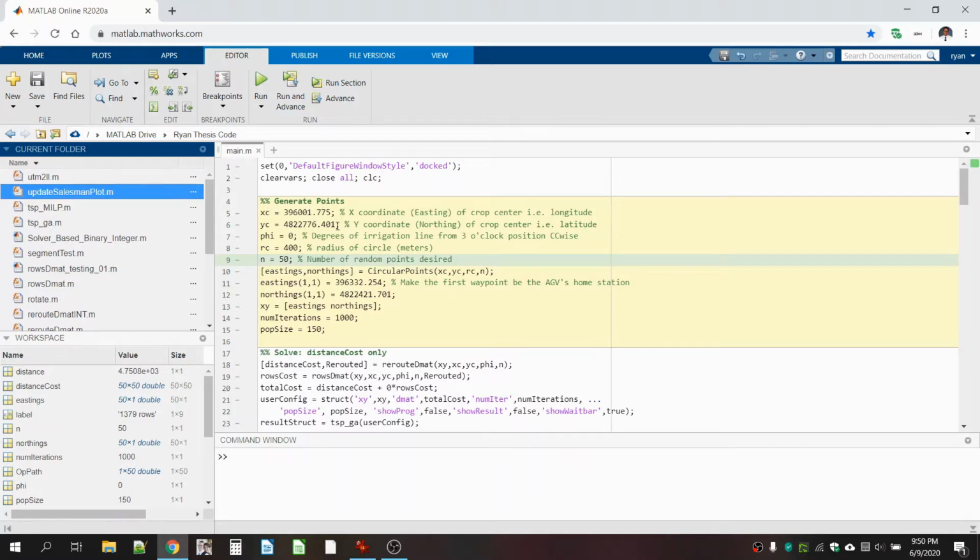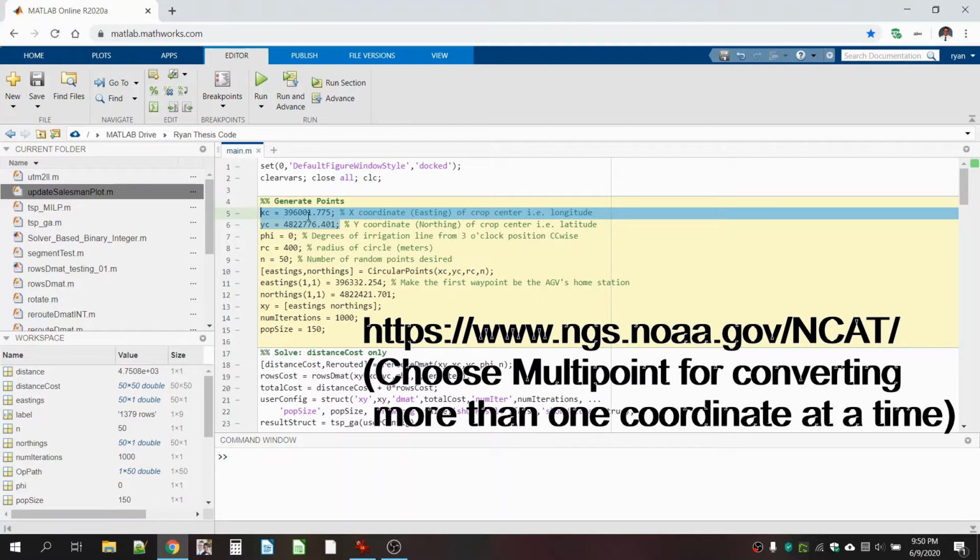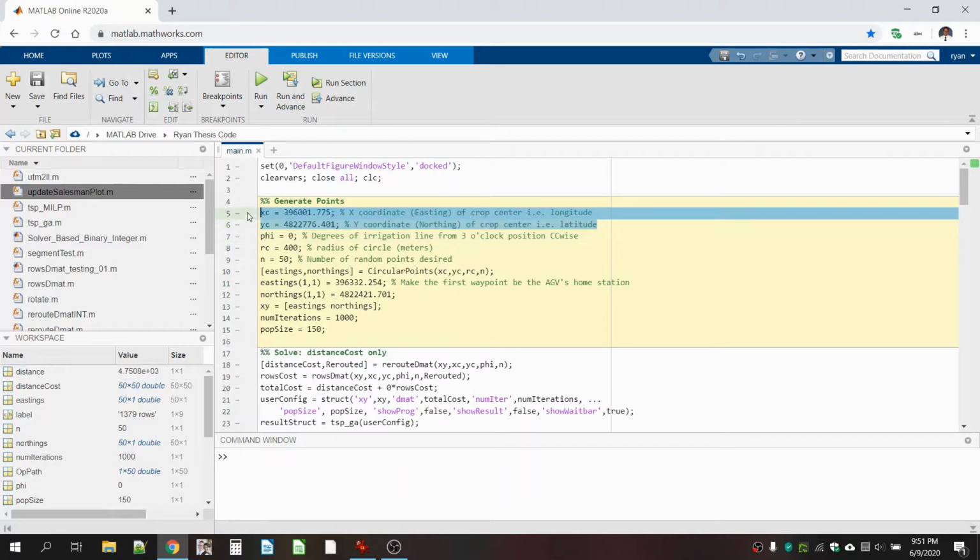So first, XC and YC is the very center point of your crop. I will put a website link here on the screen when I go back and edit this video for a good website that I like to use for converting from regular GPS coordinates to these northings and eastings.